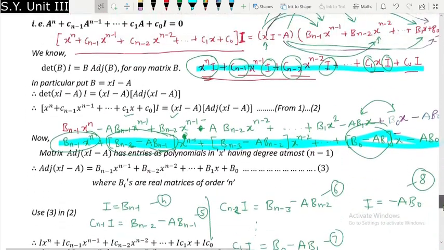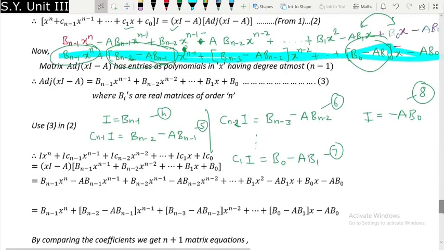Again we have missed something here. Yes, the constant term over here is c naught I. So after comparison you will get c naught I is equal to a b naught.